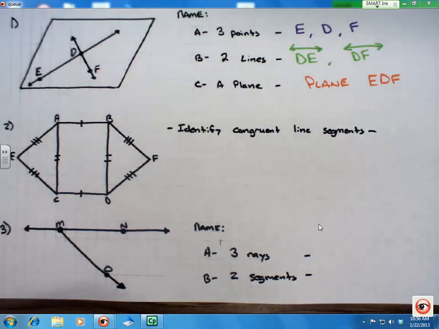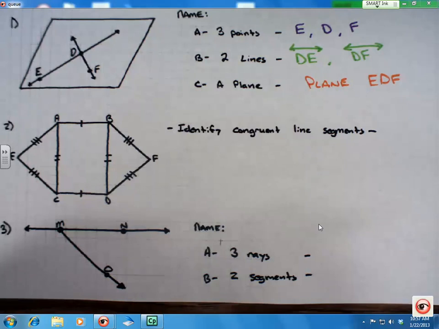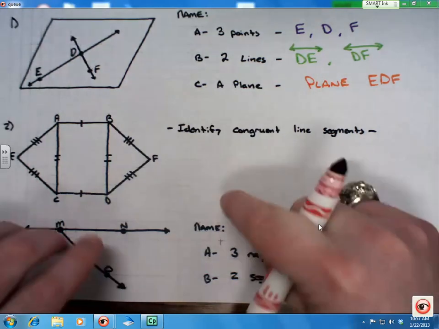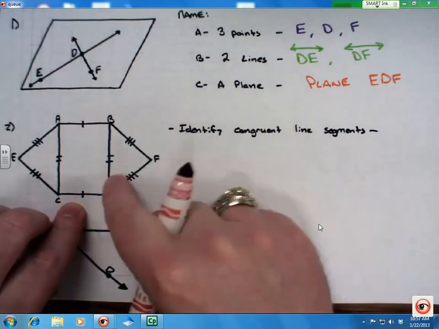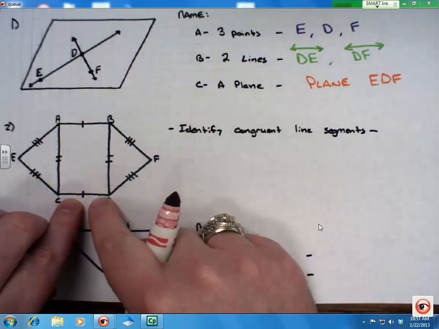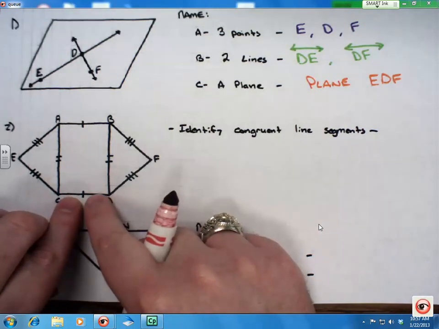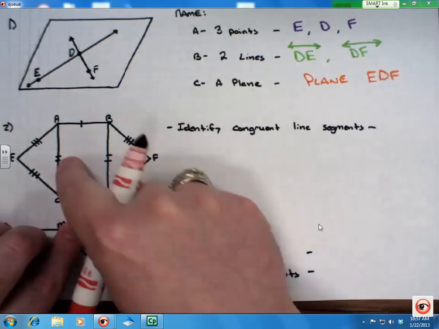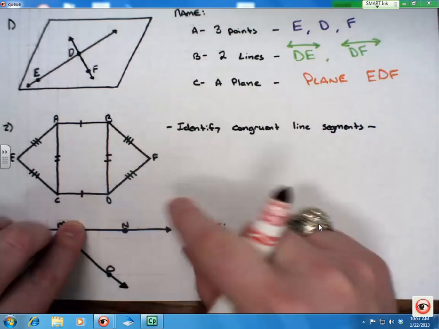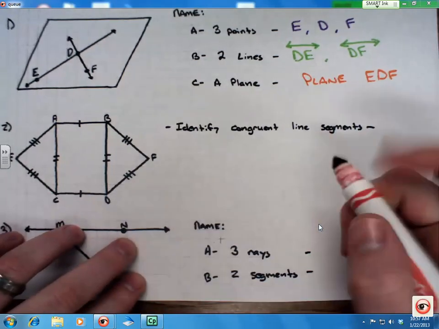Okay, questions on how I got any of those? No? All right, then let's take a look at number 2. Number 2 says identify congruent line segments. Now, on our shape here, if you notice, we have little lines on each of these other lines. Now what that indicates is which ones are congruent to one another.